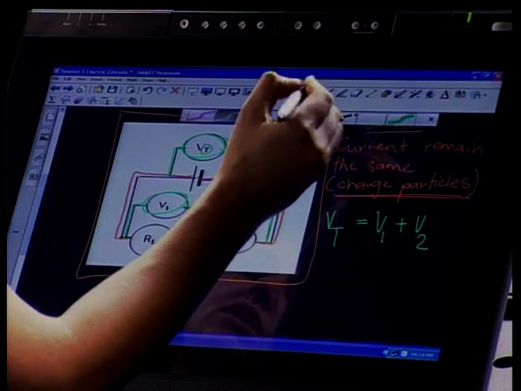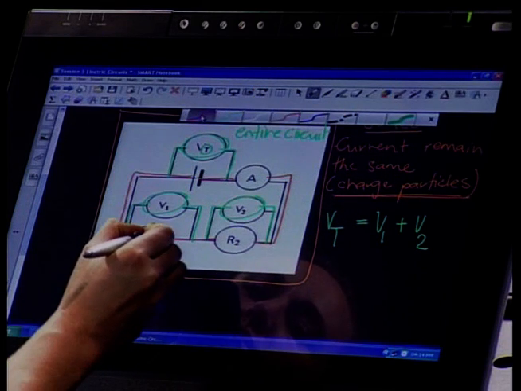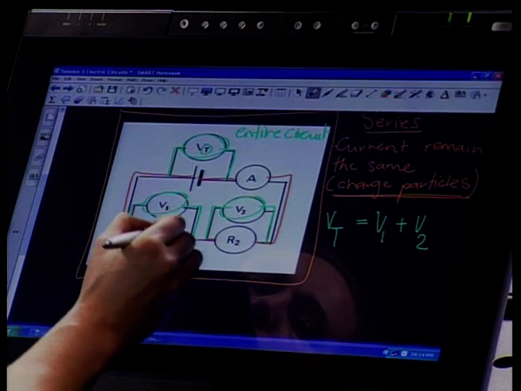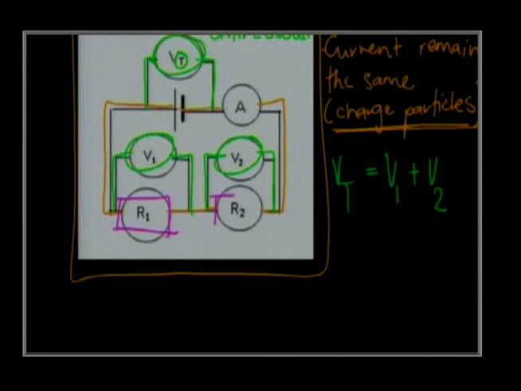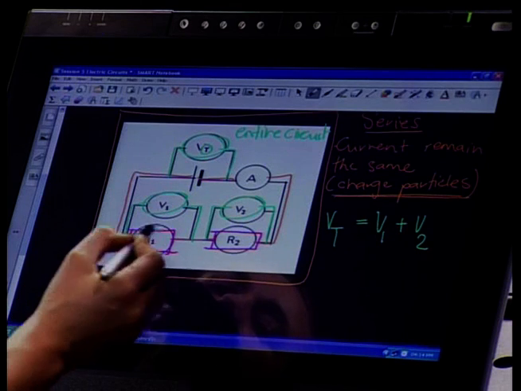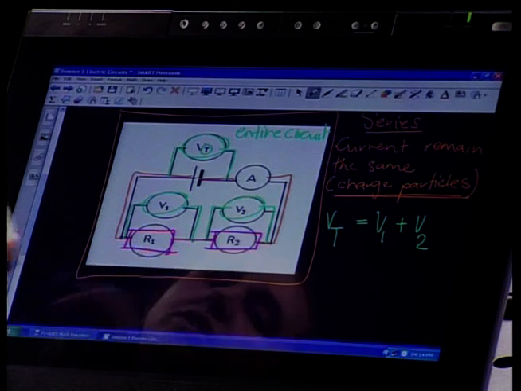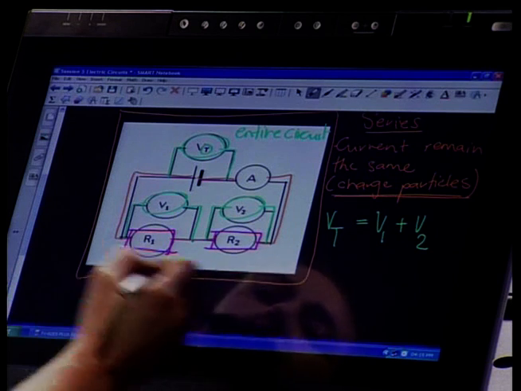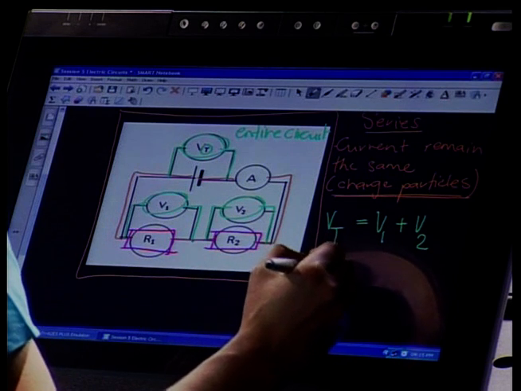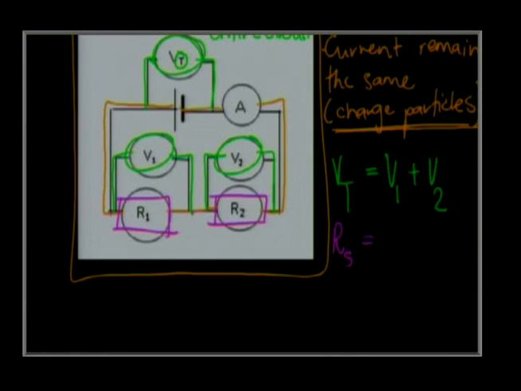The last component that we need to talk about is the resistor. Your resistors over here are the two components that use the energy. You will notice that the voltmeter is connected in parallel across each one of these resistors. In a series circuit, the total resistance for my series circuit is equal to the sum of all of the resistors that I have in the circuit.